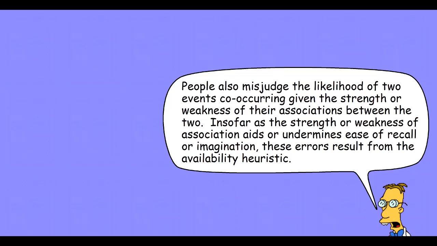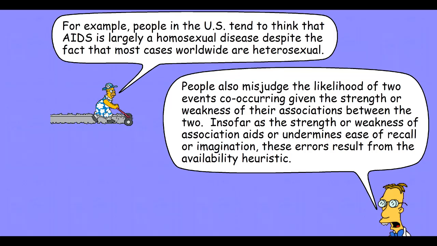People also regularly misjudge the likelihood of two events co-occurring, given the strength or weakness of the association between the two. Insofar as the strength or weakness of the association aids or undermines ease of recall or imagination, these errors are the result of the availability heuristic. Let's look at some examples.